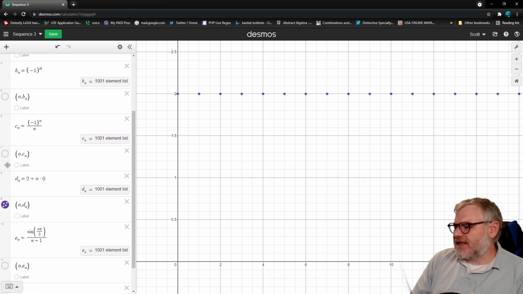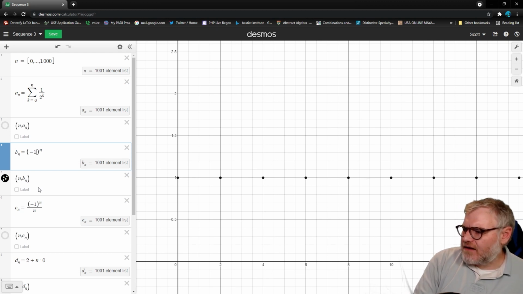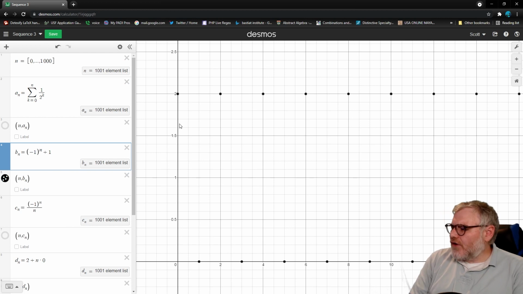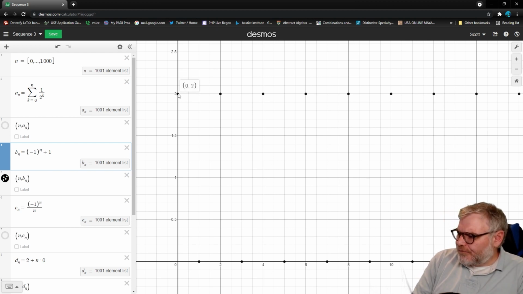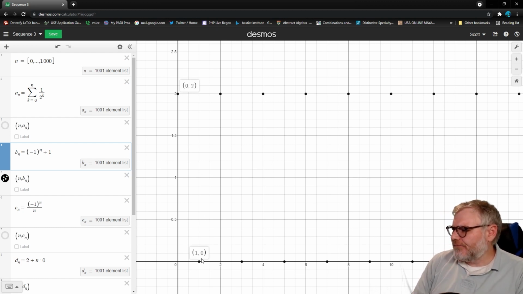Well, what about something like this? Let's even change it. Let's make it negative 1 to the n plus 1. Okay? So what's going on here? Well, here I'm standing on the margarita. Bob is standing on the margarita. But here Bob isn't. Here Bob is standing on the margarita again, but here Bob isn't.